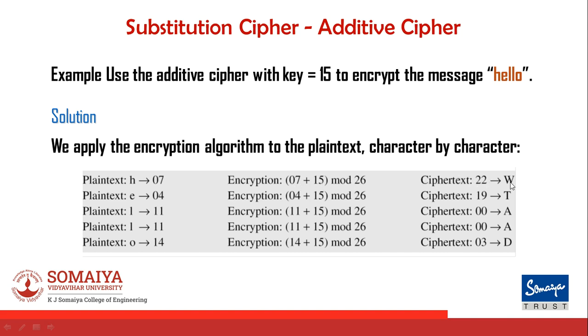We are getting this value. So this is the way we obtained it for all, and we got these different symbols. Now, as this is the ciphertext, we are representing it with capital letters. So WTAAD is my ciphertext.